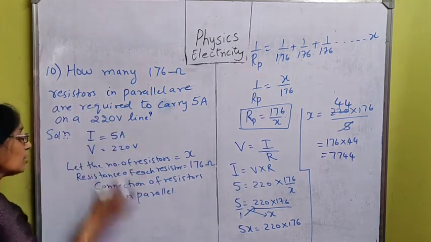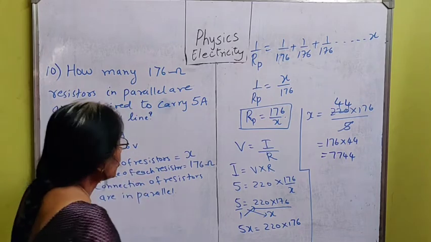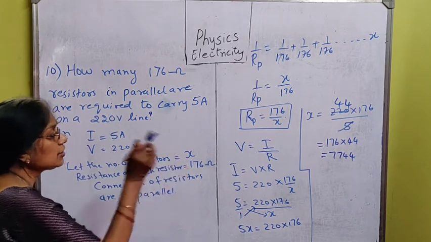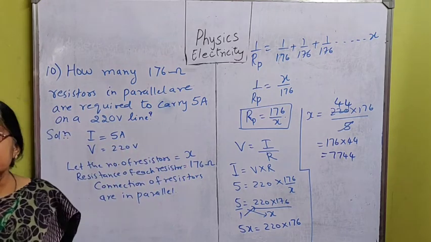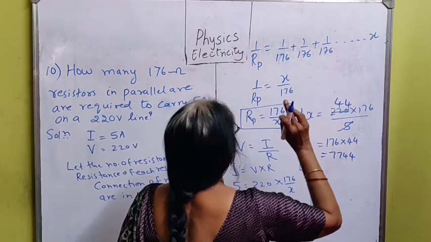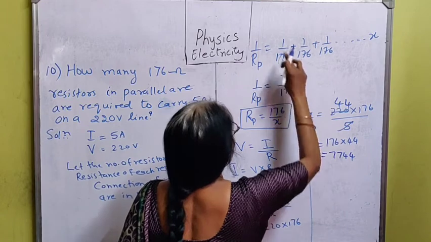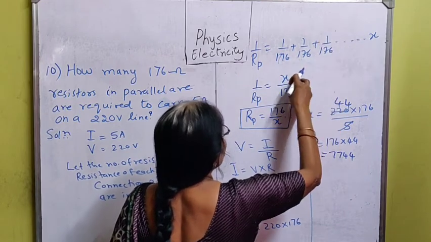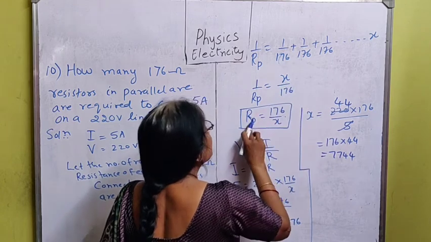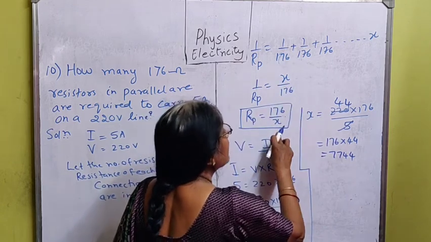So what will be the total resistance? It is parallel, means it is 1 by R1, R1 is 176, R2 is also 176, R3 is also 176. So it will be 1 by 176 plus 1 by 176 plus 1 by 176, up to X times. So 1 by 176 is common, 1 plus 1 up to X is 1 into X is X. So 1 by RP is equal to X by 176. So the resistance is equal to 176 by X.